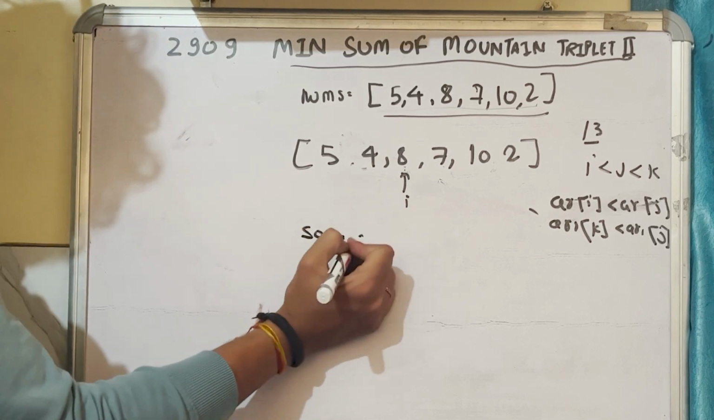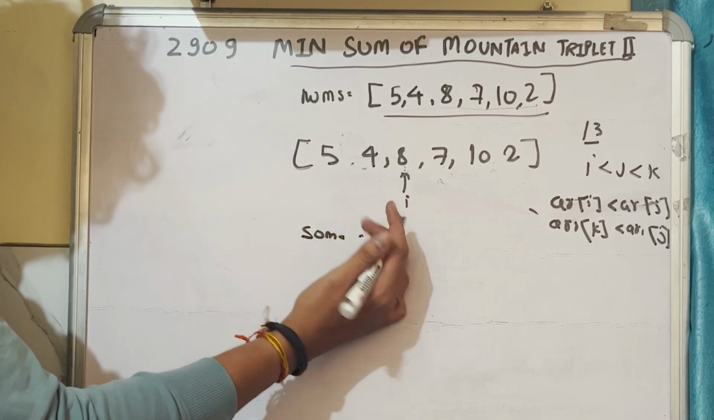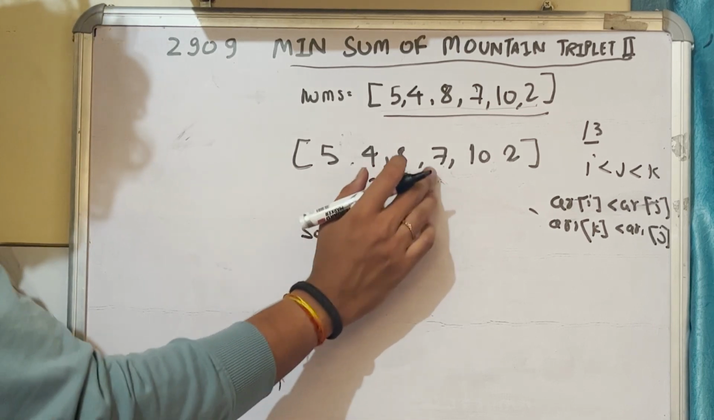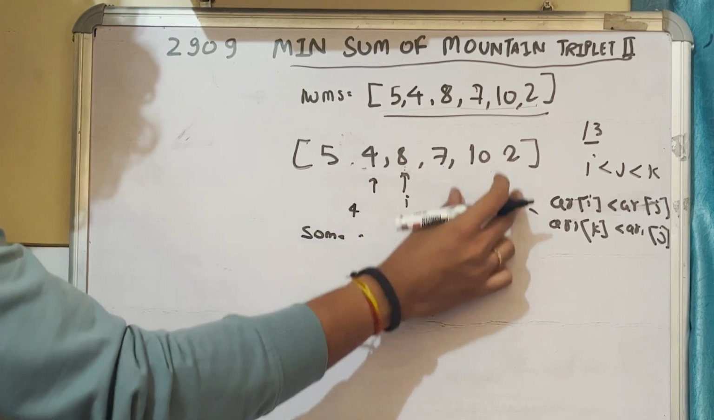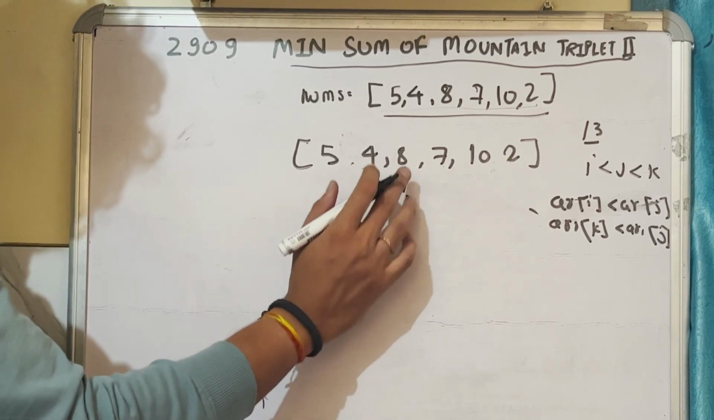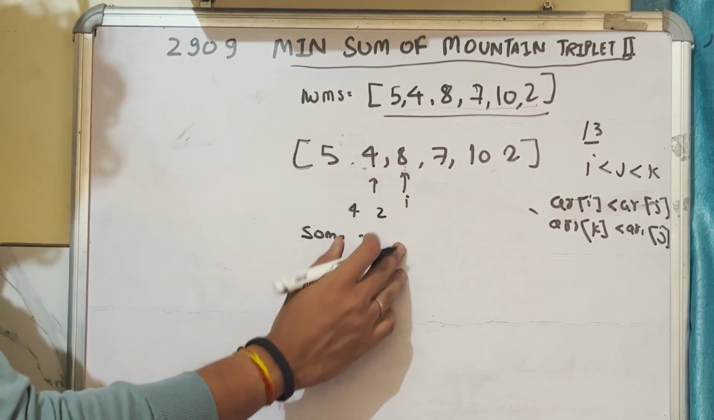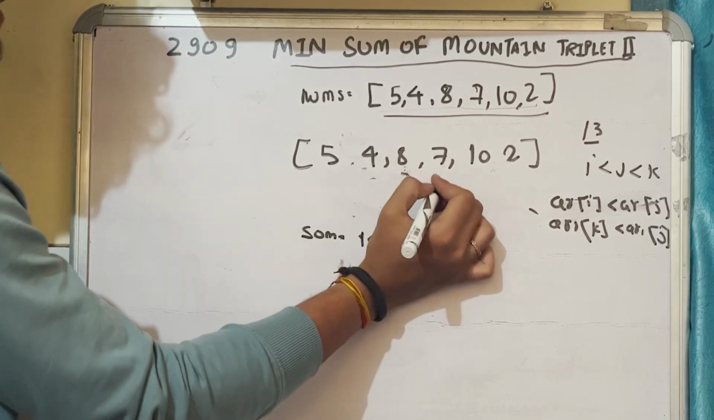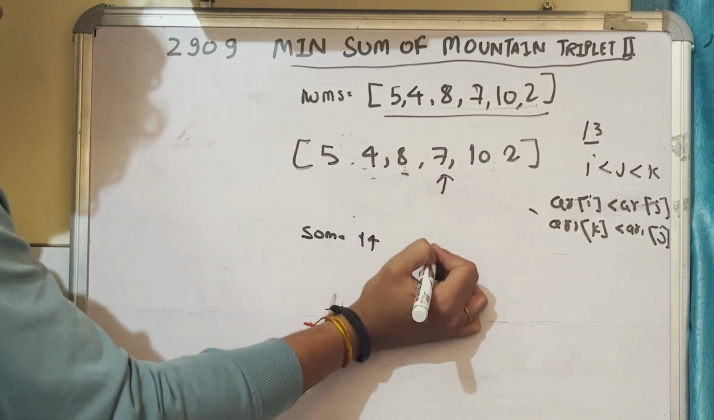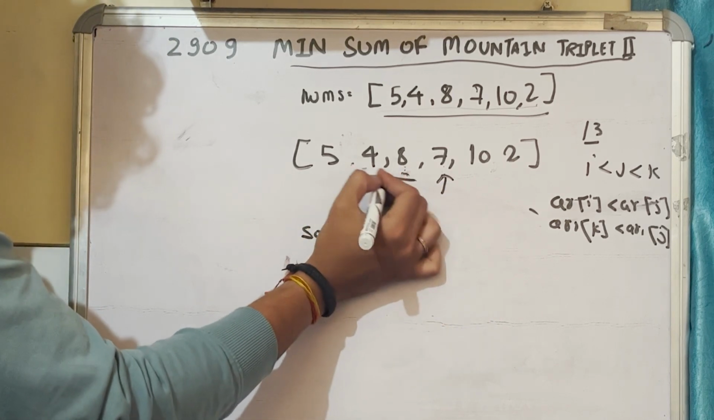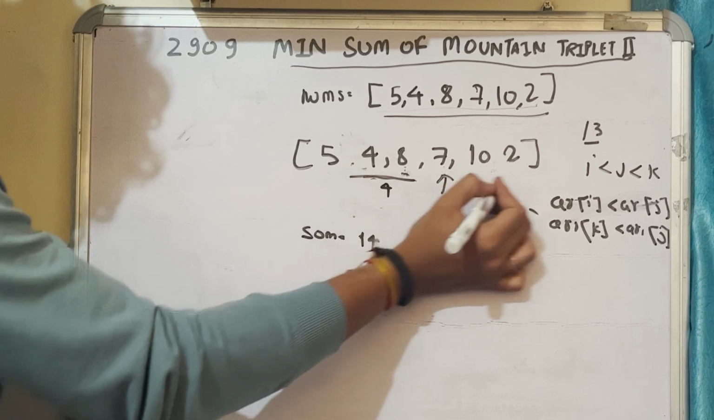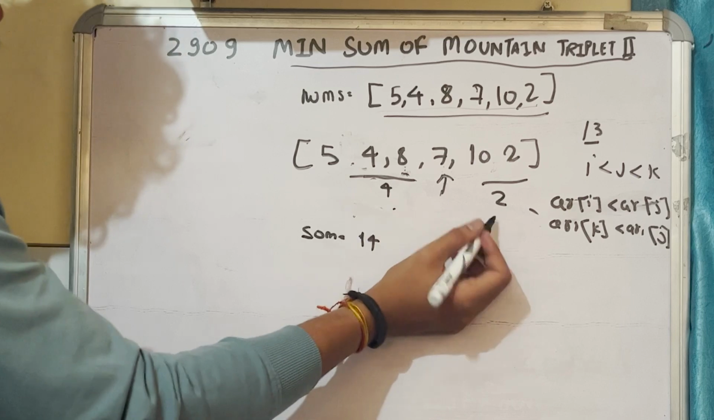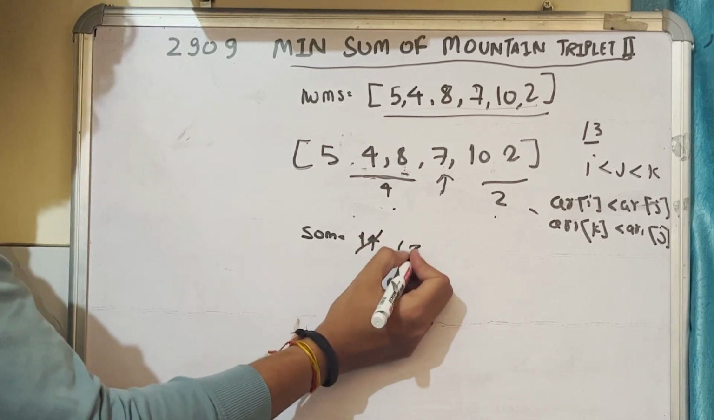If we know what is the minimum value before this, the minimum value is 4, that will be the minimum value. And for this, your minimum value after will be 2, so the sum will be 8 plus 4 plus 2, which will be 14. And if we chose 7, the minimum value before we know will be 4, and the minimum value after here will be 2. So the sum will be 7 plus 4 plus 2, which will be 13. It will change to 13.